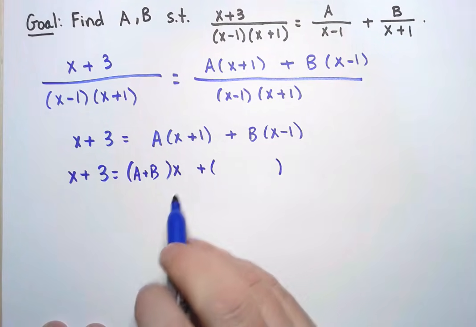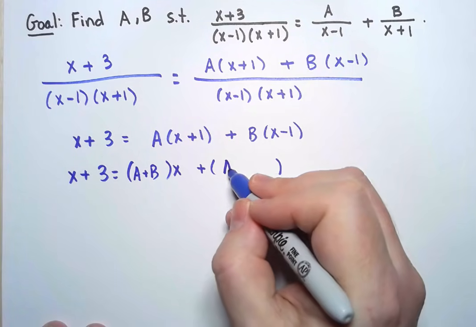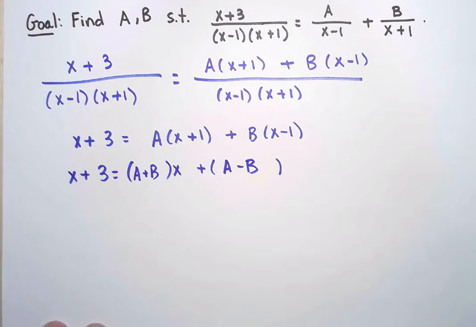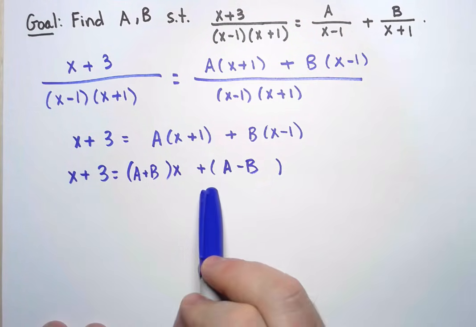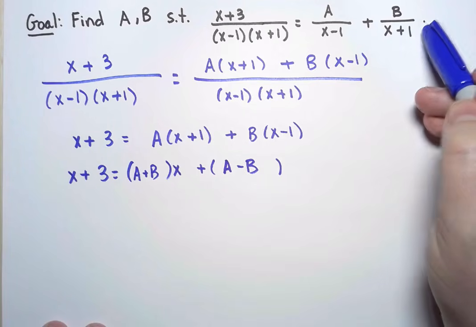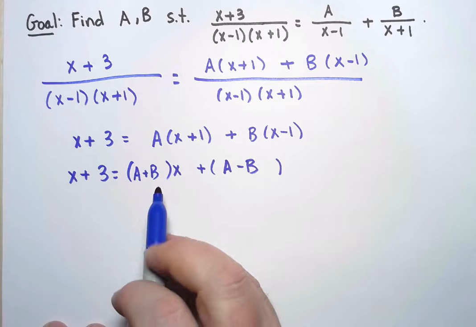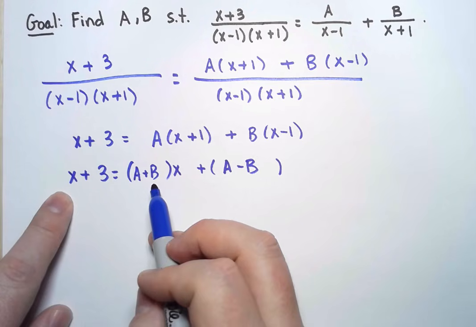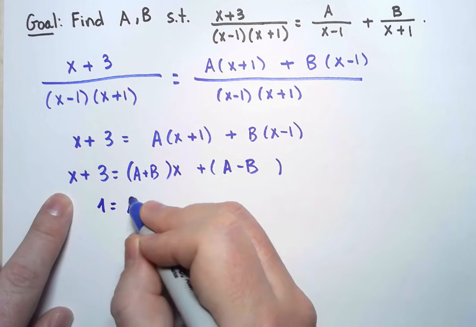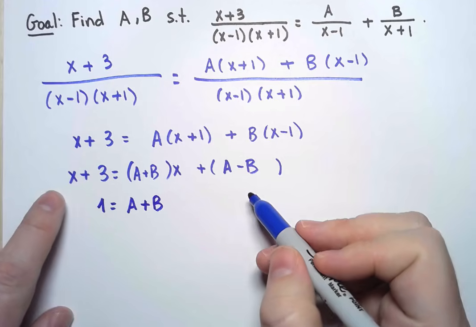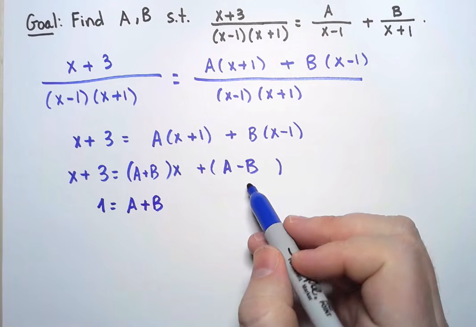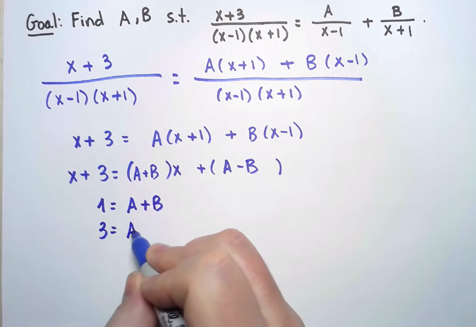And I have two independent terms. So the independent term is a minus b. And now this is again equivalent to the original equation. Saying that these two polynomials are the same is the same as saying that they have the same coefficient of x. So 1 must be equal to a plus b. And they have the same independent term. So 3 must be equal to a minus b.